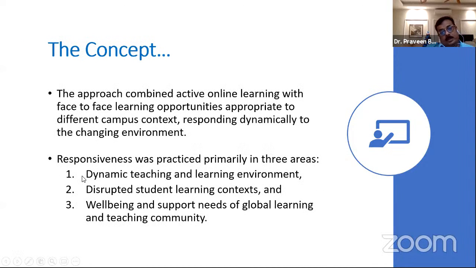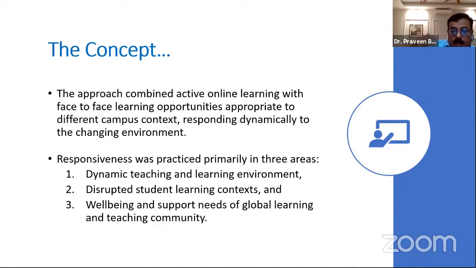Now, what's the concept? Same as blended learning, the approach combined active online learning with face-to-face learning opportunities appropriate to different campus contexts, responding dynamically to the changing environment. That is the important part here: responding dynamically to the changing environment. So if the Dubai government allows them to operate the campus, and the Malaysian government does not allow us to operate the campus, there is a different environmental context. So how can we adapt our offering to this differing situation? That was our primary concern.